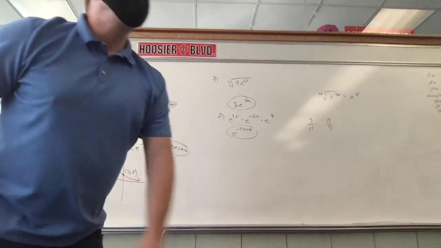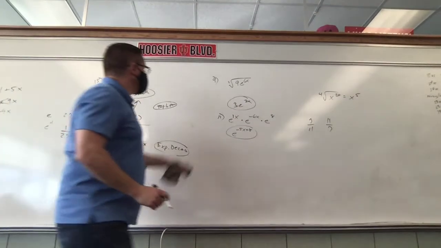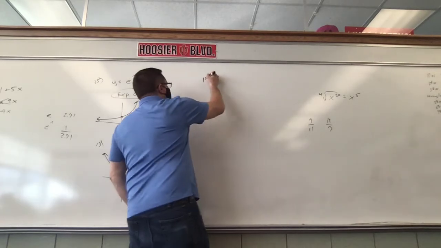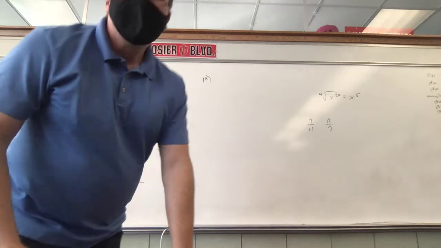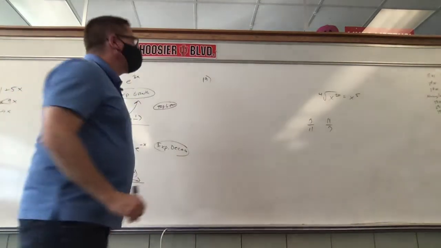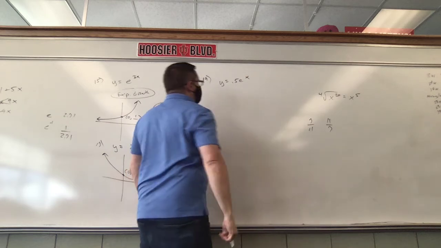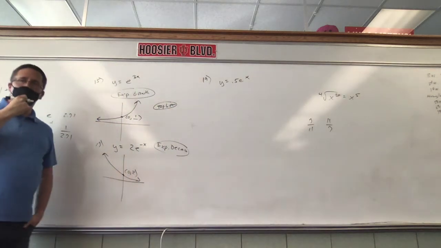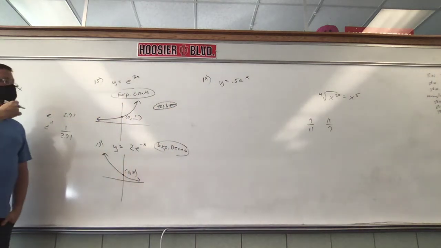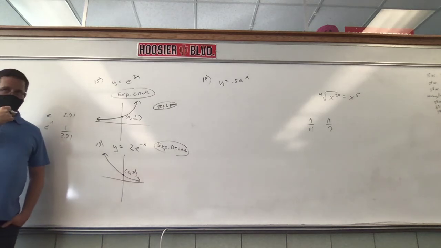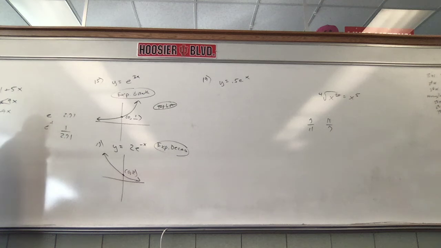Okay, a few more. 19. All right, what's 19 say? Y equals 0.5 e to the x. Again, it's exponential because your exponent's an x. Is it growth or decay? Don't overthink this one. Decay. This question's already been answered. Okay? Decay. Why?